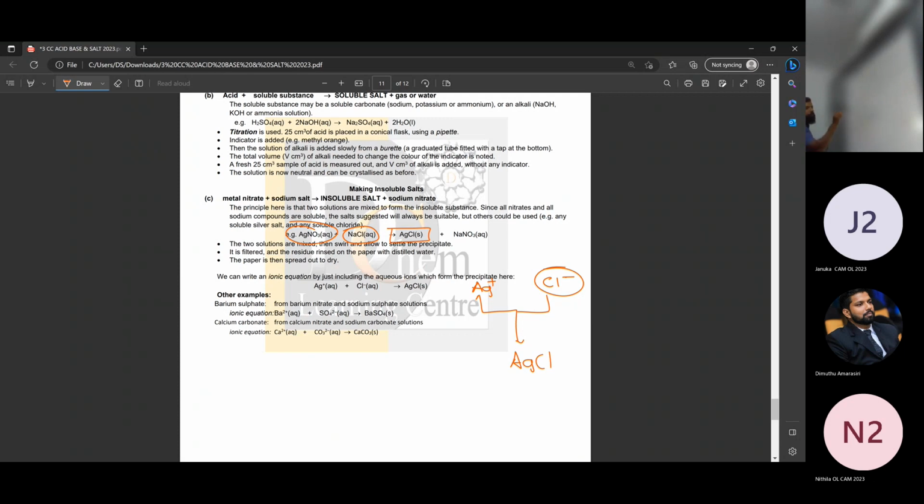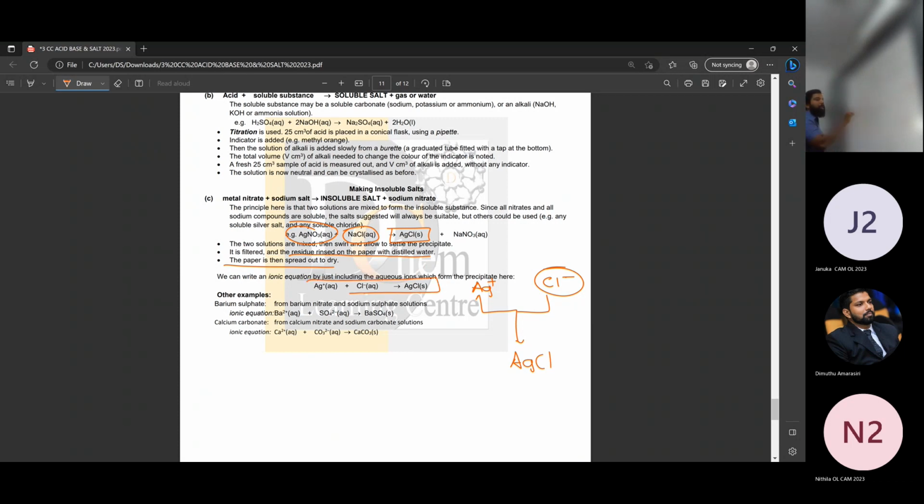So then the two solutions are mixed, then swirled and allowed to settle the precipitate. That's step 1. Second, filter the residue and rinse on the paper with distilled water. Step 2. Last, the paper is then spread out to dry, and you get dry silver chloride after some time. And this is the ionic equation.